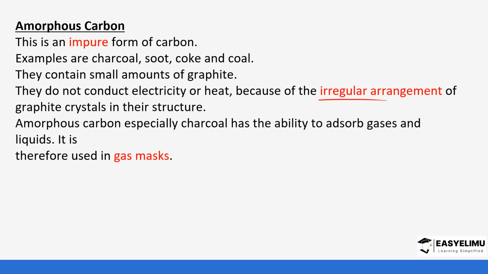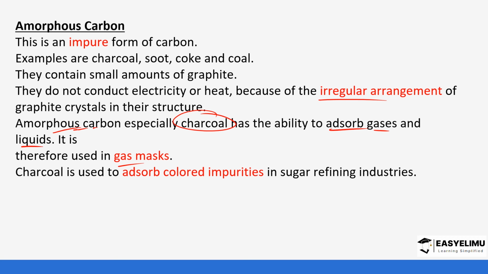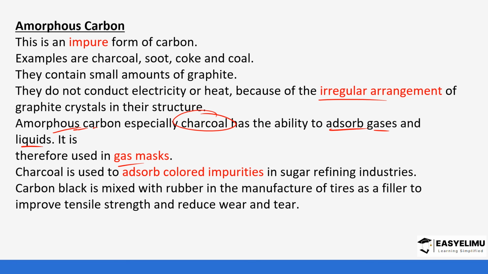And then amorphous carbon, especially charcoal, has the ability to absorb gases and liquids. So the amorphous form, that is charcoal especially, is used to make gas masks because it absorbs gases. And then charcoal is used to absorb colored impurities in sugar in refining industries. And then carbon black is mixed with rubber in the manufacture of tires as a filler to improve tensile strength and reduce wear and tear.